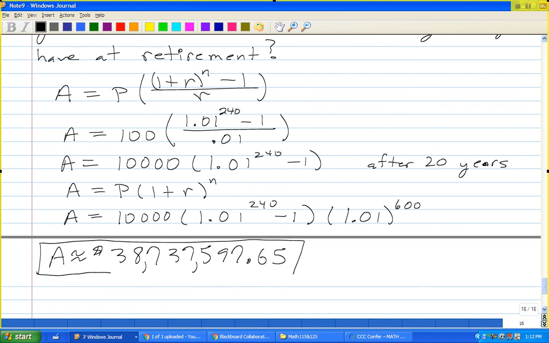And so you put in $100 per month, probably what you pay for your cell phone. At retirement, you have almost 39 million dollars tax free. Okay.